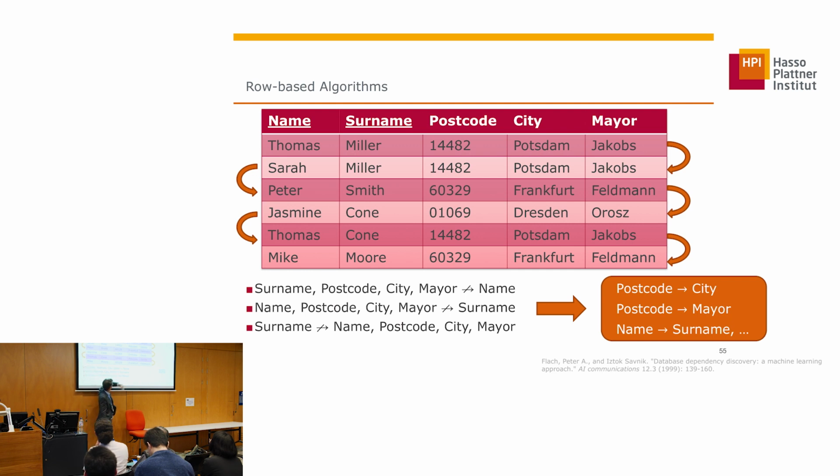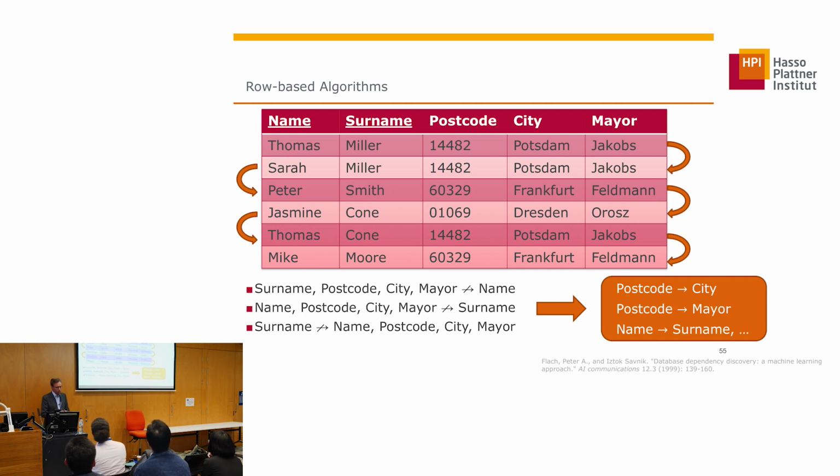So these are non-functional dependencies, right? Surname, postcode, city, mayor together do not determine the name, because the name is the same and the rest is different. And you can do all sorts of things, right? Name, postcode, city do not determine surname. Surname does not determine any of these, etc. How do you get them? You look at, in principle at least, all pairs of rows. If you look at all pairs of rows, you'll have all non-functional dependencies, and from those you can then derive the functional dependencies. There's an efficient algorithm to do this, right?